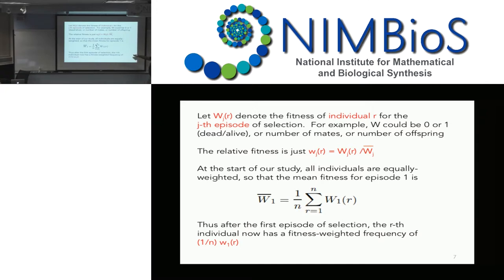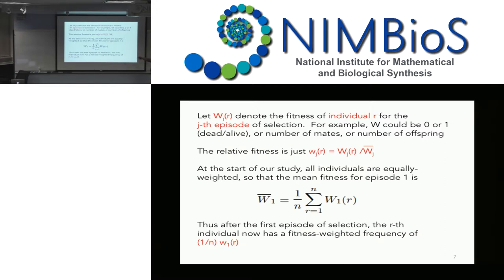So let W sub j be the fitness of individual r in the jth episode of selection. For example, classic is to weigh it 0-1, alive or dead. That's viability. Or it could be 17: you have 17 mates or you have 17 offspring. So fitness data is count data. It's either 0-1 or it's number of mates, number of offspring.